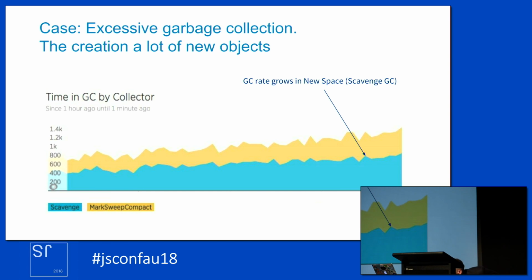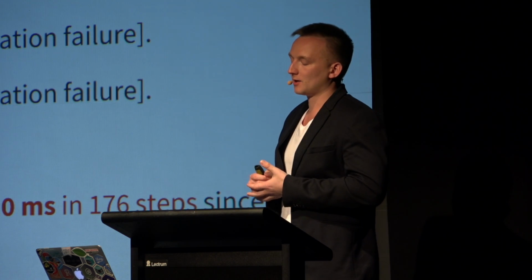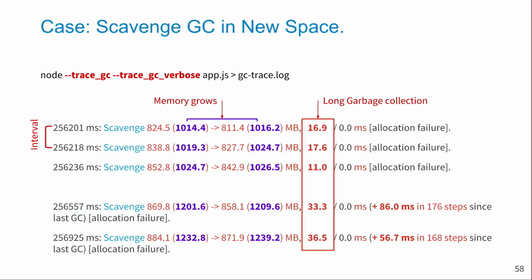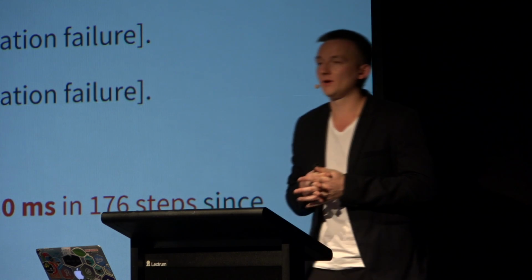The GC rate grows in the new space, the young generation. And to get more information about garbage collection work, we can trace it using the trace-gc flag of Node.js. Here we see that memory consumption grows after each collection, and the interval between collections is too short. That means it's difficult to find them in the memory, and garbage collection performs very frequently.